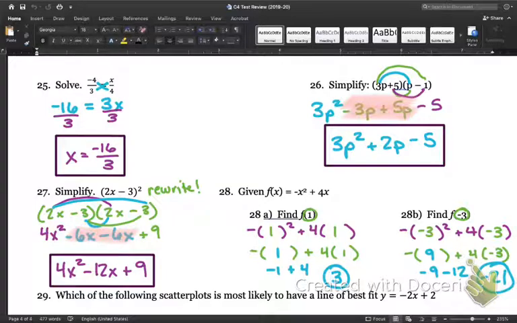Always, always, always use parentheses when you substitute into these types of problems. It will avoid a lot of error. And if you have a calculator that does order of operations, it is definitely required if you are using a calculator that does that, or else your calculator will get it wrong.